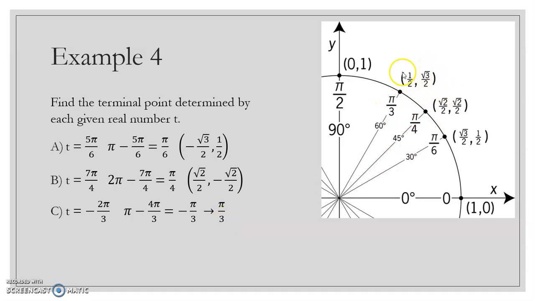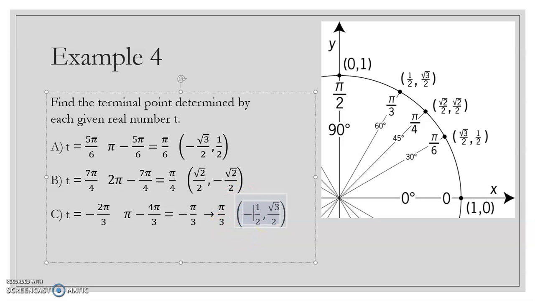So I'm going to use this ordered pair. And then I need to adjust it for being in third quadrant. So here's my point. And remember, in third quadrant, the x's are negative and the y's are negative. So my final answer is negative 1/2, negative square root 3 over 2. Okay, we have one last example.